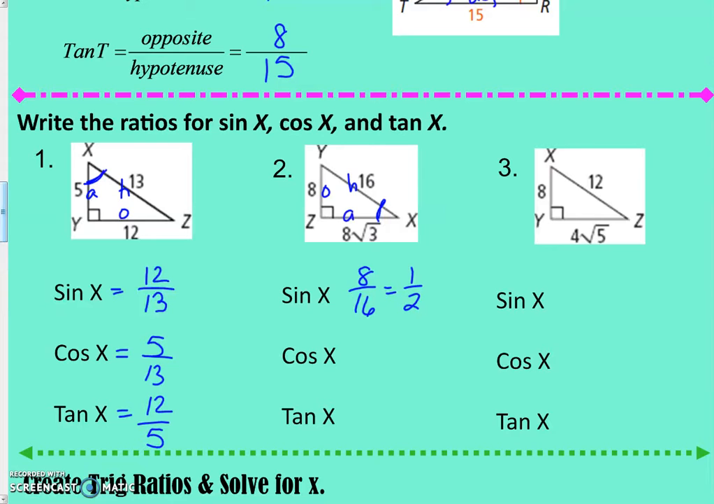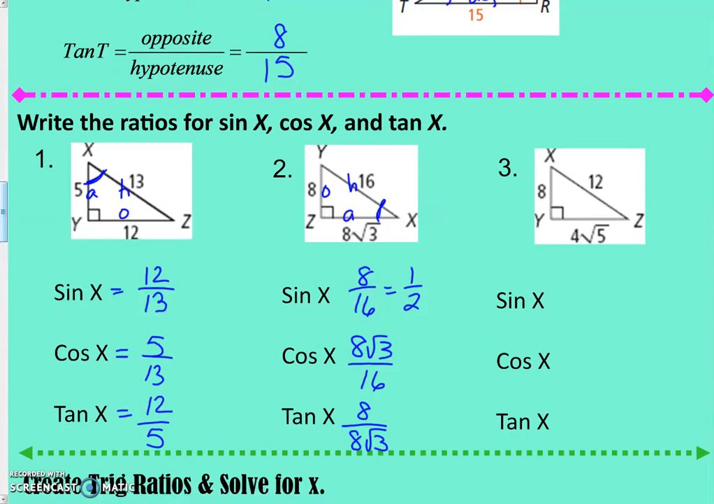All right, cosine is adjacent over hypotenuse, so it's 8 square root of 3 over 16. And my tangent, opposite over adjacent, is 8 over 8 square root of 3. Now those are not best answers, but because they are just the ratios, we can keep them that way.